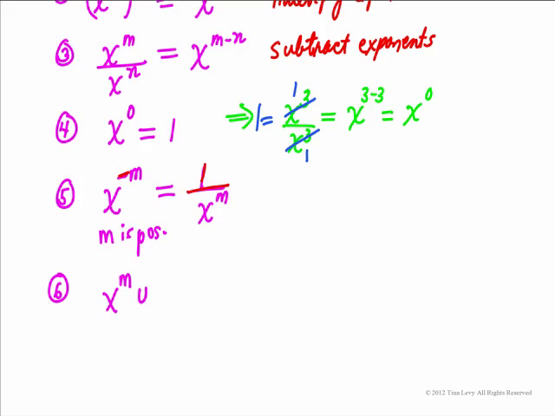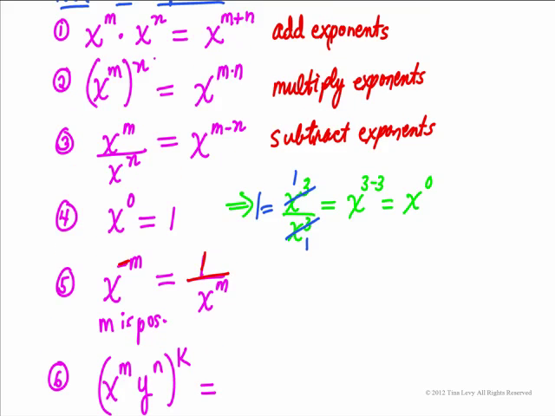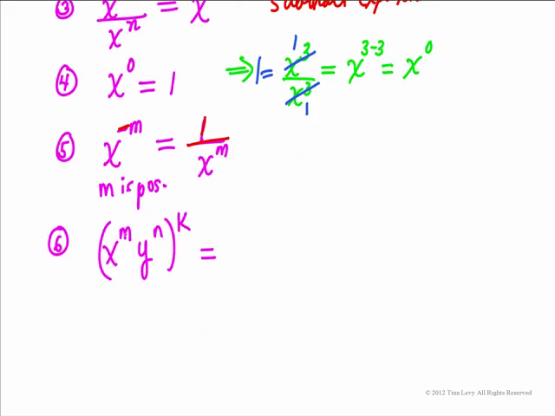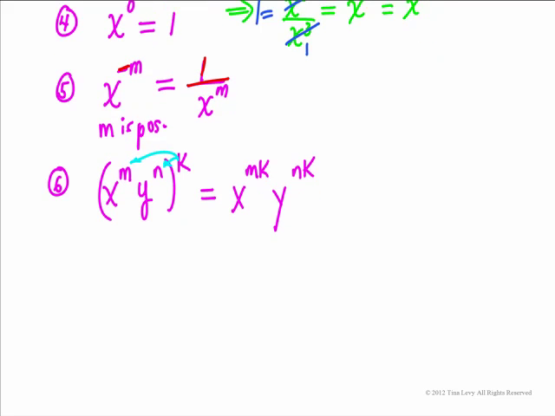And the last rule that we can think about is if you have x to the m, y to the n, and you raise the whole thing to the kth power. So this is very much like what we did up here, which was this power rule where you multiply exponents. So here we're going to get x to the m times k, y to the n times k. We're just using this multiplication of exponents on both of those bases. We're going to do some examples.